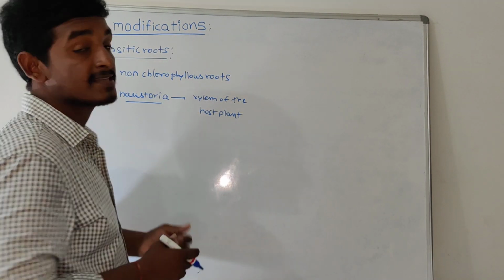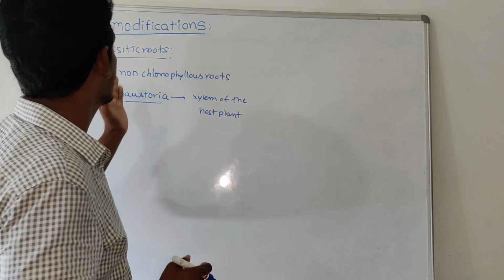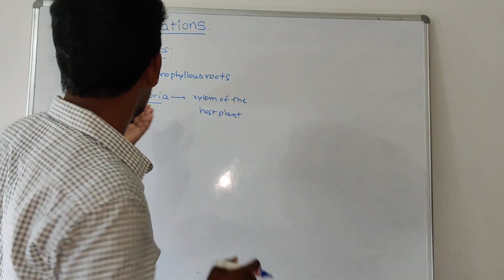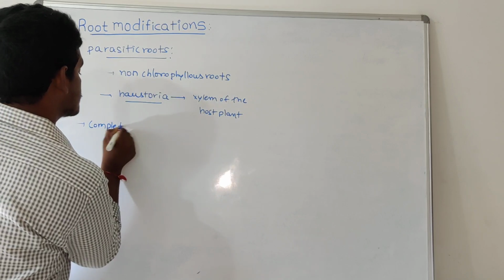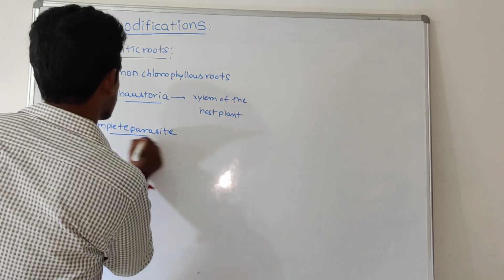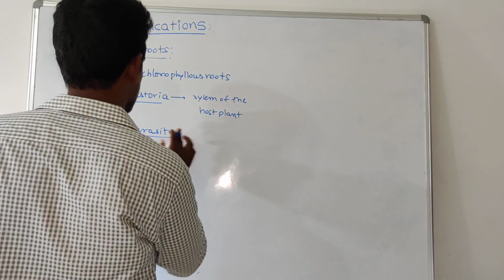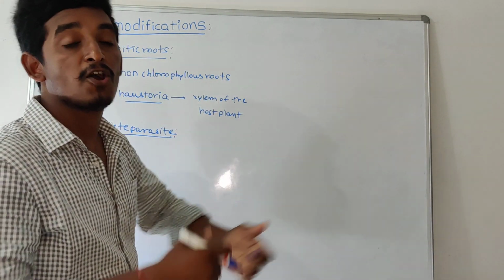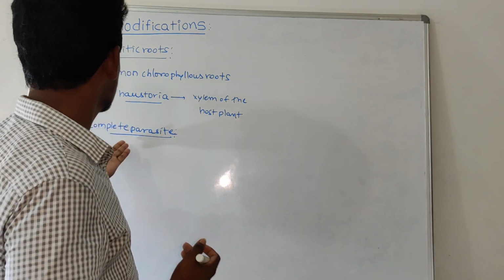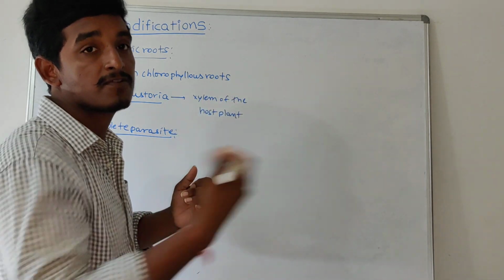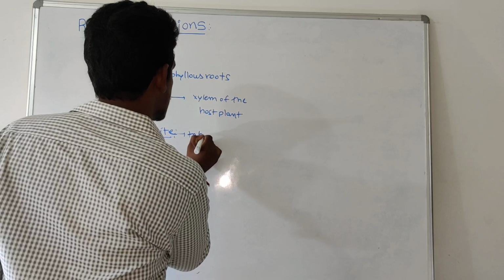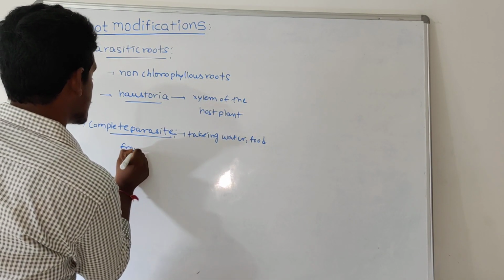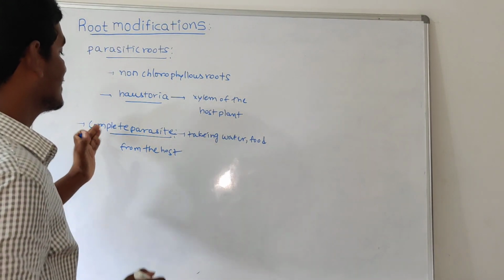Here the parasitic roots are again classified into two types: complete parasitic plants and incomplete parasites. What is the difference between a complete parasite and an incomplete parasite? First, we discuss the complete parasite. Complete parasitic means that from the host plant it is taking both food as well as water with the help of this structure. That's why we call it a complete parasite. Taking water and food from the host, we call a complete parasite.